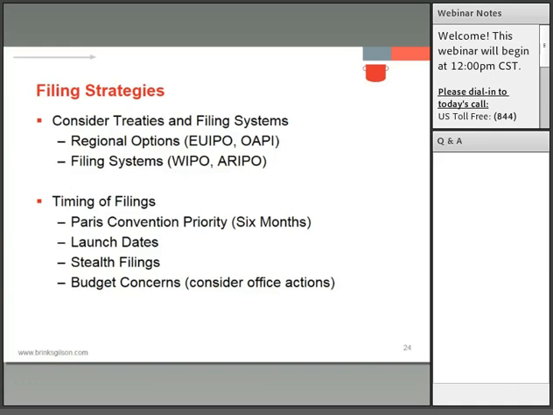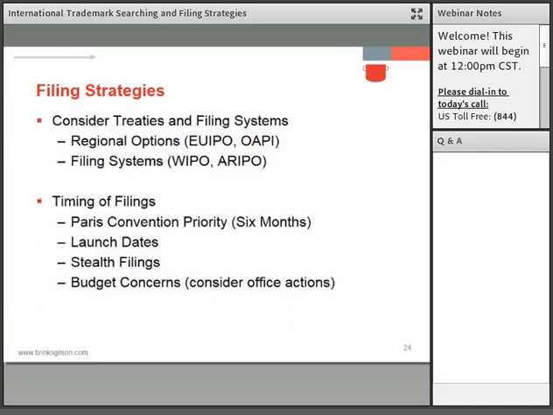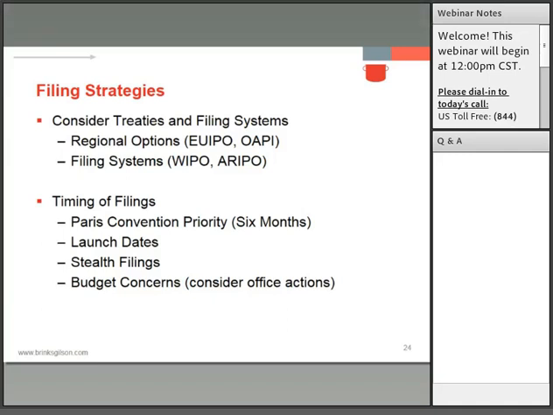And then timing of filings is also something to consider. It can really help you. Paris Convention countries, of which there are many, allow you to use the priority date of the first filing as long as your subsequent filings happen within a 6-month period in the other countries. Good to know your launch date because that may inform when you want to do your filings. There may be reason for delay.